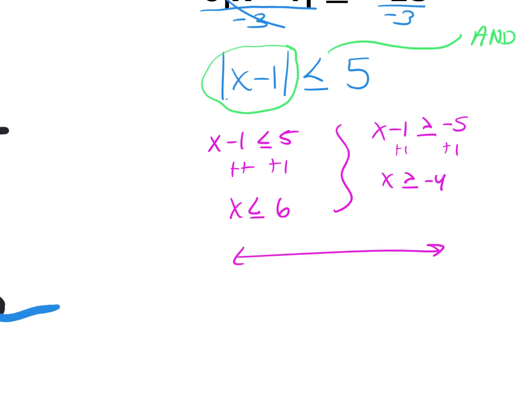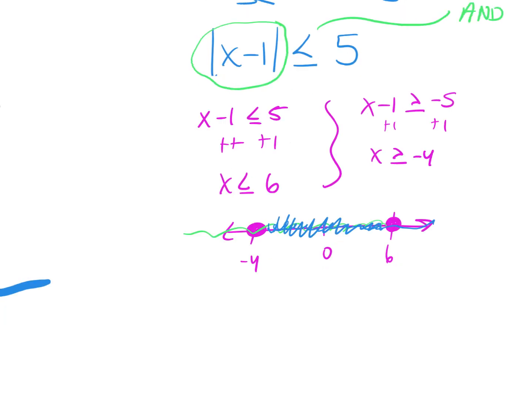Good. Here's negative 4. Here's 0. Here's 6. What kind of a dot do I have at 6? Closed. What kind of a dot do I have at negative 4? Closed. Right, now let's think. The first inequality says all this stuff less than or equal to 6. So that's everything this way. My other inequality statement says all the stuff that's greater than or equal to negative 4. So that's everything this way. Where do they overlap? In the middle, in here.